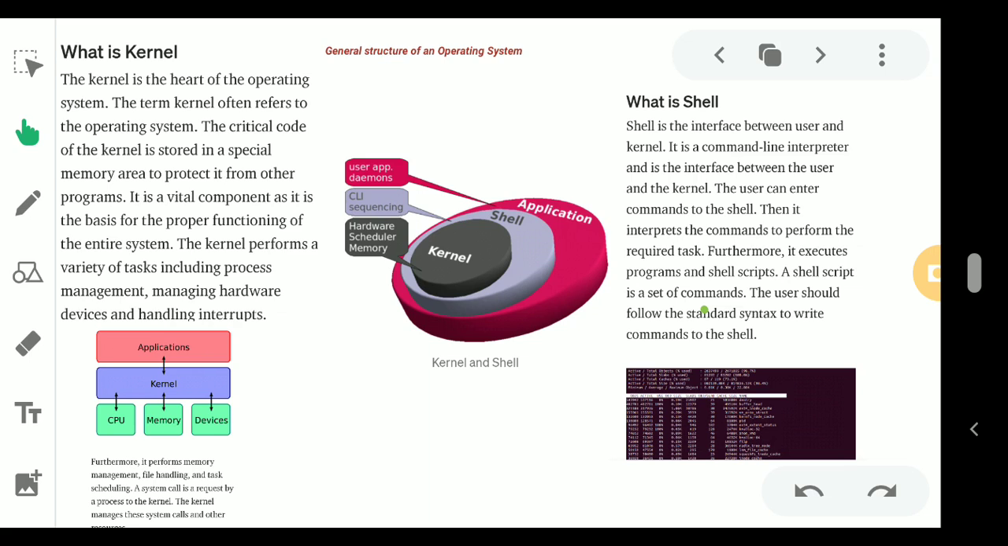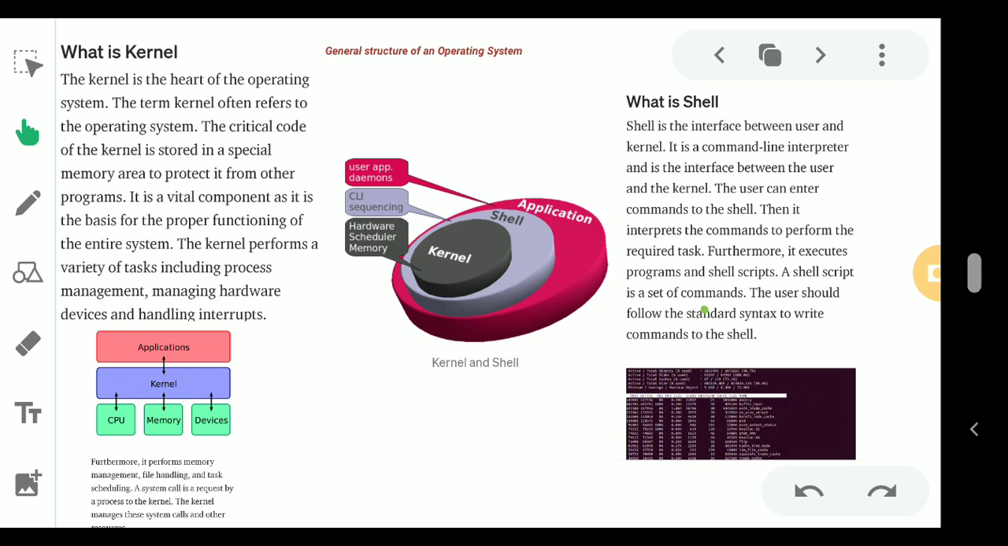A shell script is a set of commands. If the question comes, what is a shell script? Generally they don't ask you these questions. The shell and kernel concept is for higher education purposes, but still you should learn that a shell script is a set of commands. The user should follow the standard syntax to write the command to the shell. If you are not following the particular command syntax, it cannot be interpreted properly.